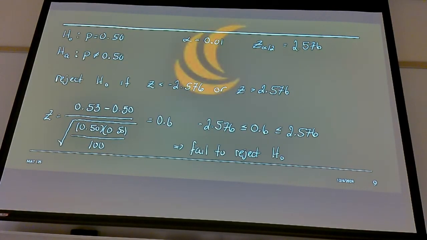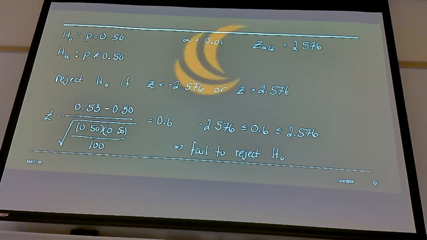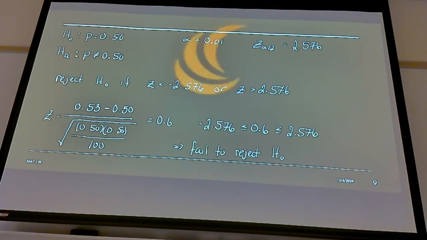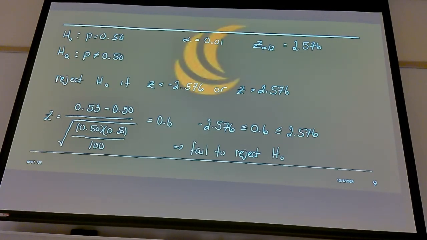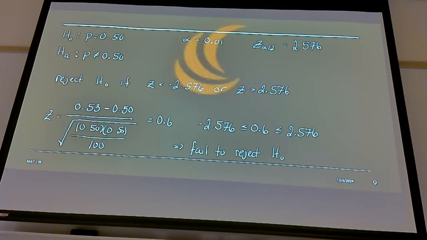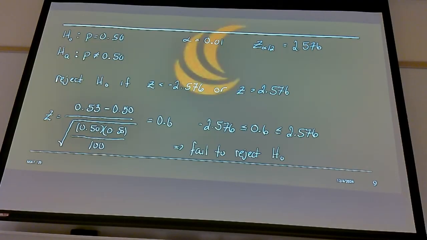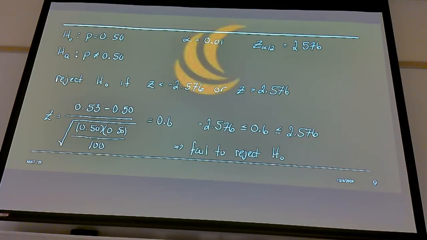Which means you have to be aware of what test you're performing. Is it a test on the mean or a test on the proportion? And if it's on the mean, remember there's two options. You either know the population standard deviation or you don't, because that determines whether you calculate a Z statistic or a T statistic.